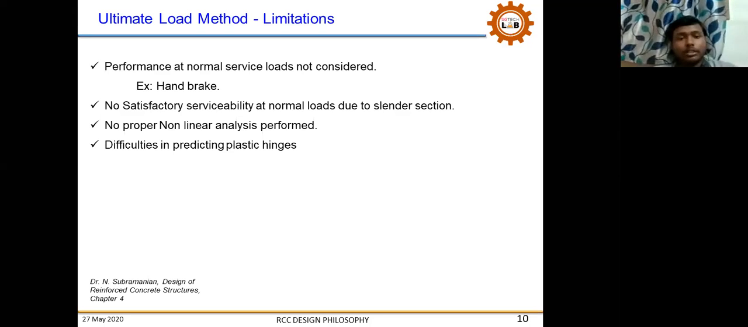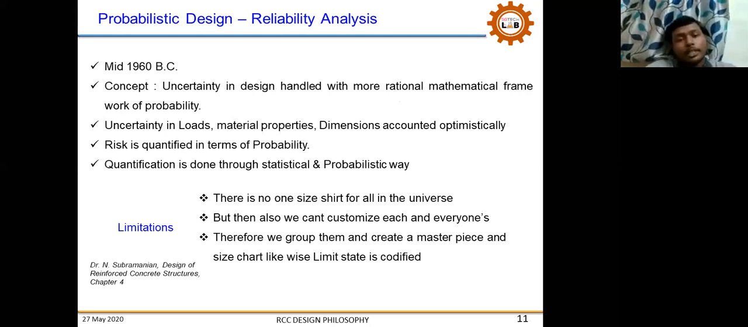So how are they doing it? They slowly evolved and found a mathematical way, what they call probabilistic design or reliability analysis. Each structure is unique in its own way, but they want a more rational mathematical framework for this, so that they can identify how this method is going to work, how it is much more economical than the other methods, and how the demerits of the other methods are handled here.